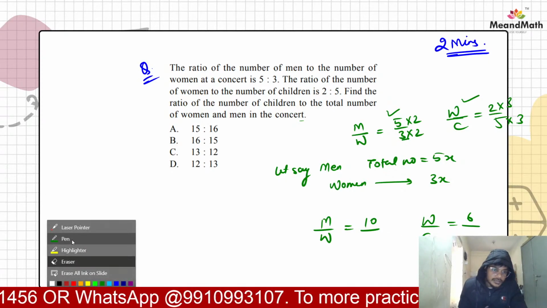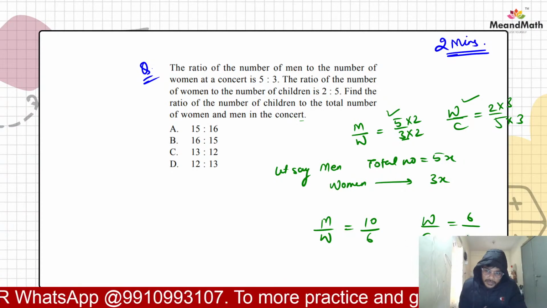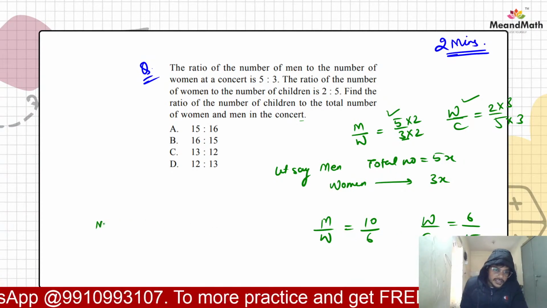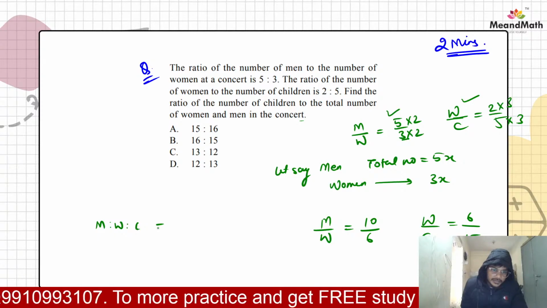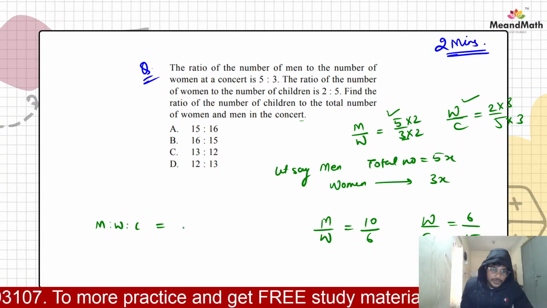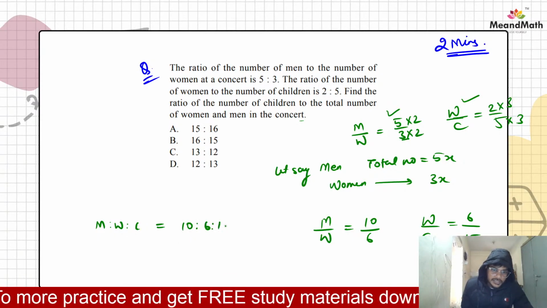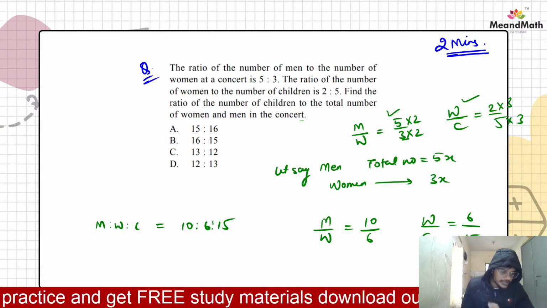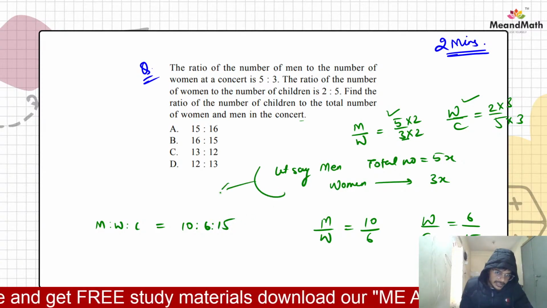Yes. This should be 6 and this should be 15, right? So now what is the ratio of man, woman with children? That is going to be 10 ratio 6 ratio 15, right? Is that clear? Now use this strategy over here.